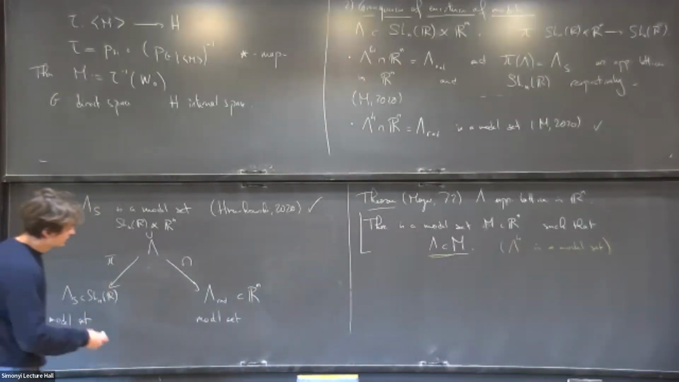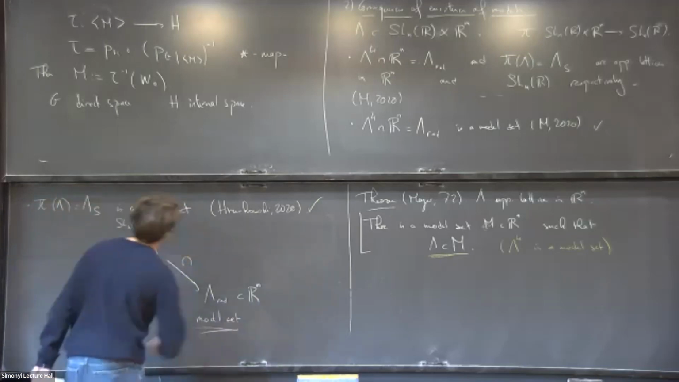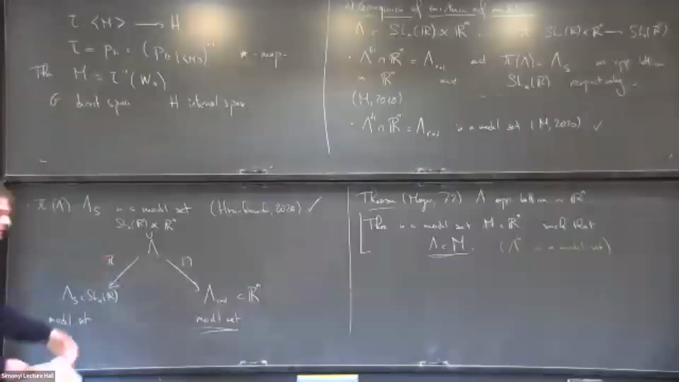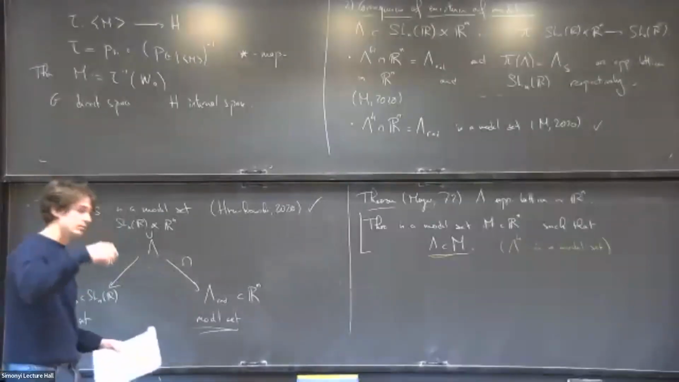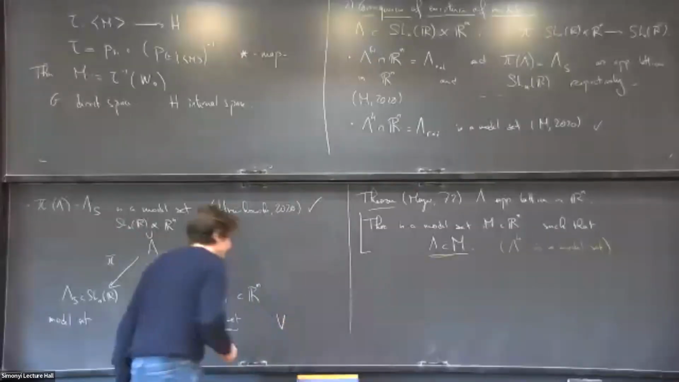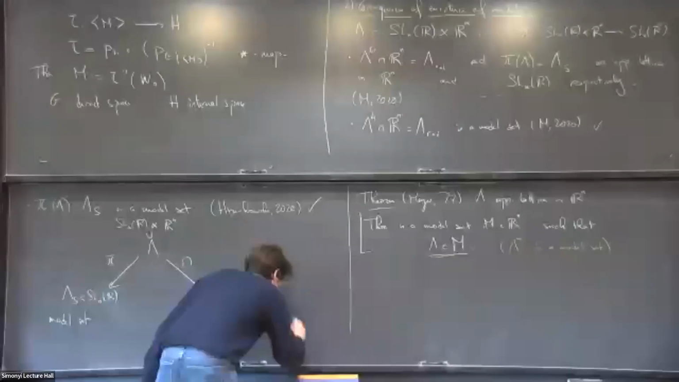To do that, I know this is a model set, and I had this distinction between the direct space and the internal space. So if it's a model set, it comes with this product structure, with this product of two locally compact groups, and I'm going to denote V the internal space.